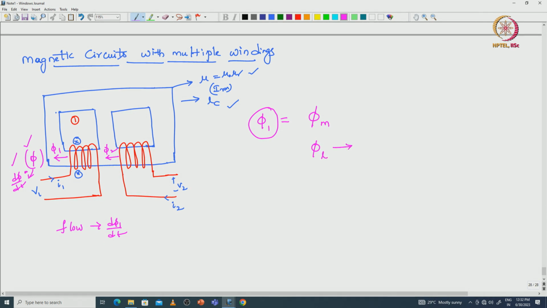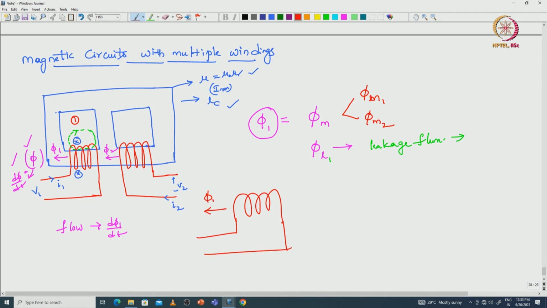The leakage flux component is the flux generated by the current in coil 1 that is not linking with any other circuit, magnetic circuit or coil. That is phi L1, the leakage flux. Next, phi M is the magnetizing component. It has two components, one with respect to coil 1, that is phi M1, and one with respect to coil 2. If we take coil 1 separately, I am drawing it here: this is phi M1, phi M2 is coming this side, and the leakage flux with respect to the coil is phi L1.